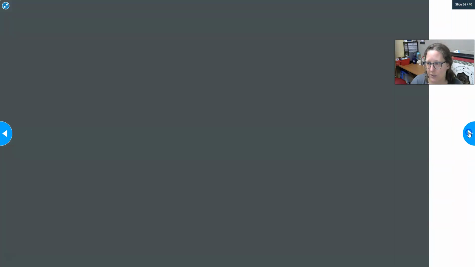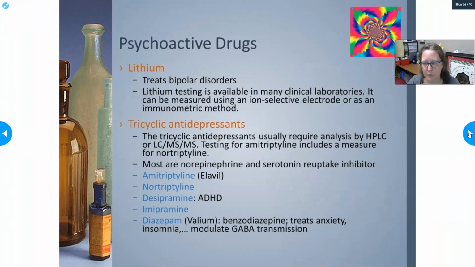This is a little exercise of matching from my class because I want them to remember those. Next, we have the psychoactive drugs. So lithium is used to treat bipolar disorder, and testing is usually available in clinical labs using an ion-selective electrode or an immunoassay of some sort.